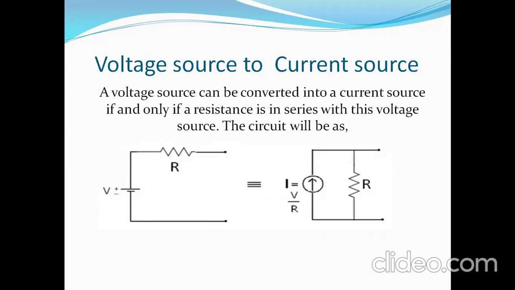The current source will come and the resistance will be connected in parallel with the current source. So this is actually the conversion. The value of the current, we also get from Ohm's law. As per Ohm's law, V equals IR. So here I equals V divided by R. So in this way, we can convert voltage source to current source and current source to voltage source.